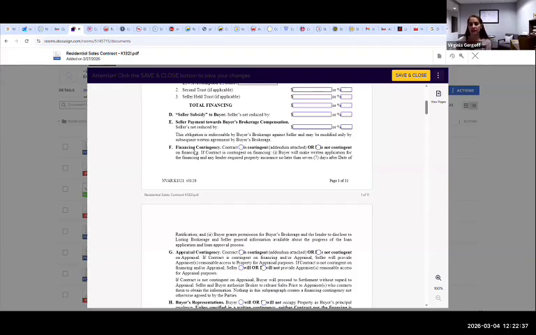If the contract is contingent on financing, then you have these caveats. Buyer will make written application for the financing and any lender required property insurance no later than 7 days after date of ratification.